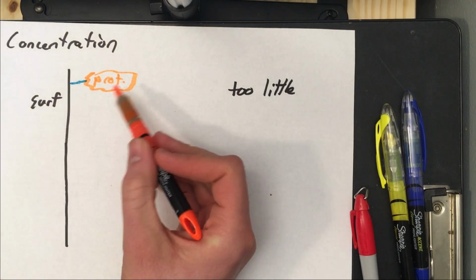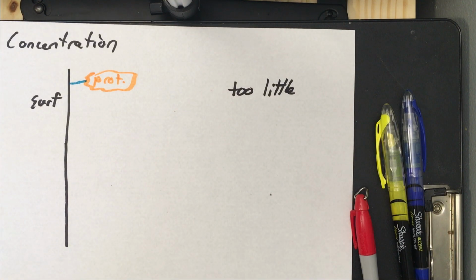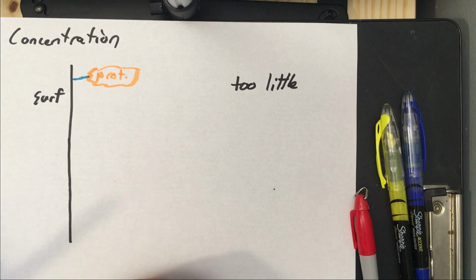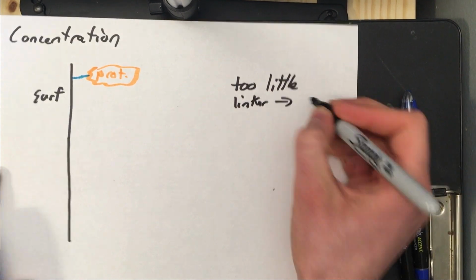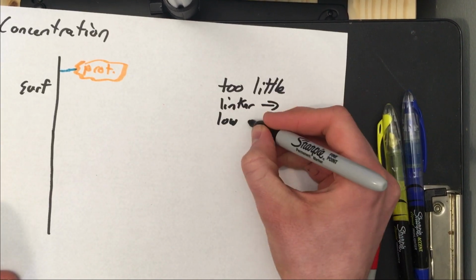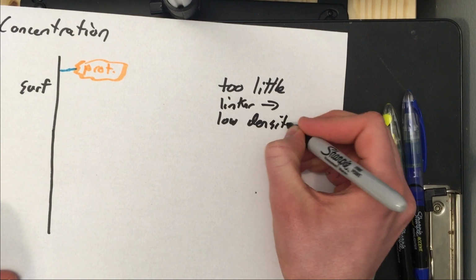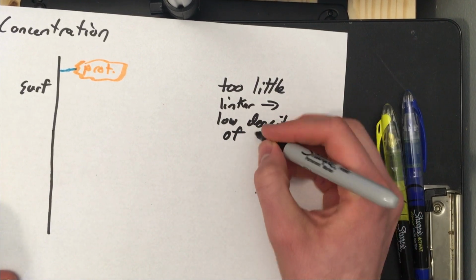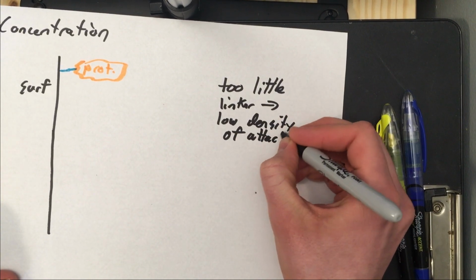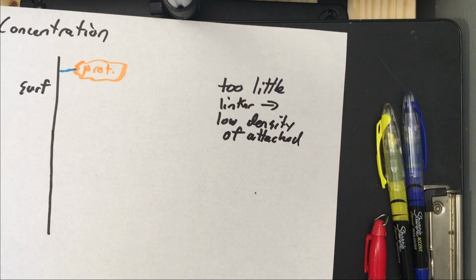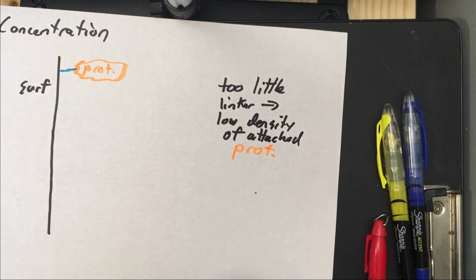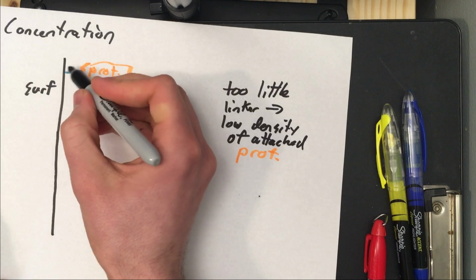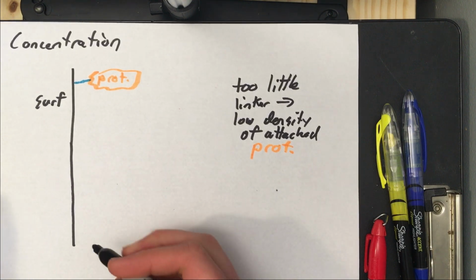Right, then there are only a few sites that I can attach my proteins onto. So too little linker, and there's a low density of attached protein, right? You know, maybe there's only one on the surface here.